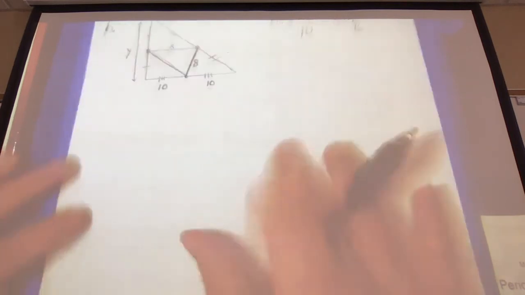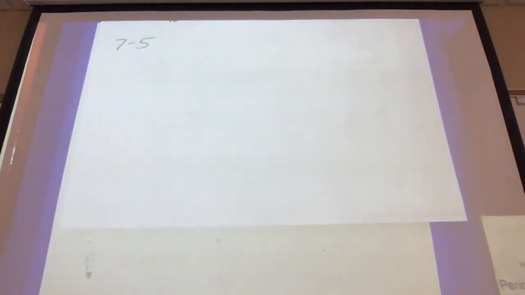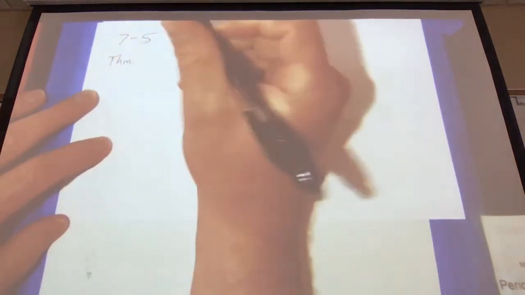Now we're going to go to 7.5. And again, we got some theorems. They're not terribly difficult. There are several of them. I think we got 4 or 5 of them this time around. All right, these don't have names to them, so we just have theorem numbers. We're going to start with theorem 7.8.